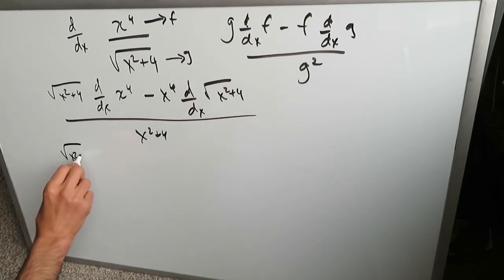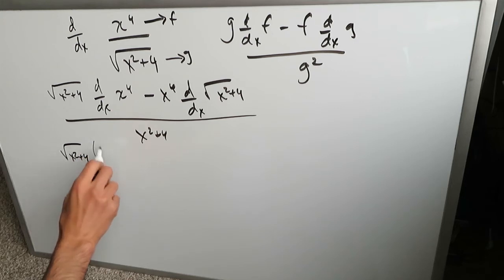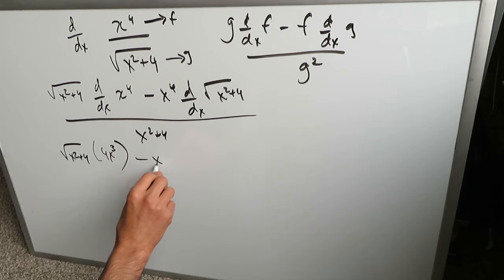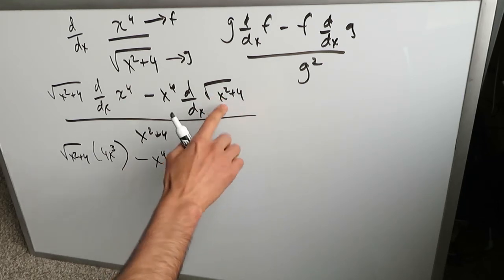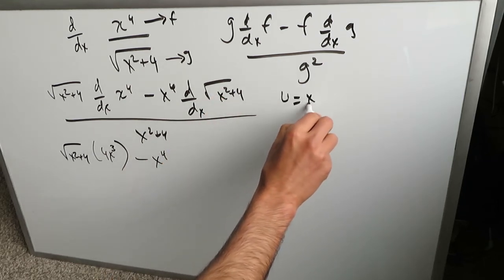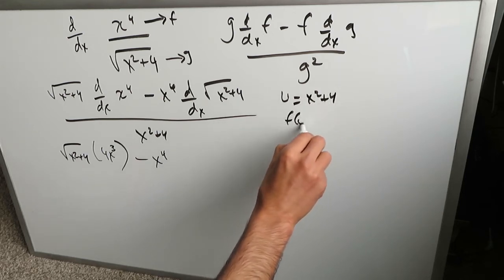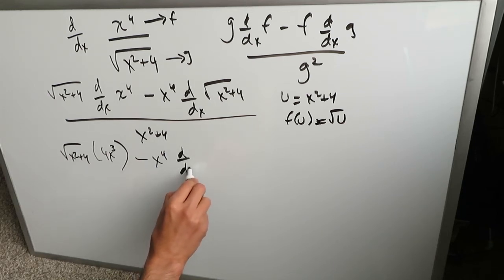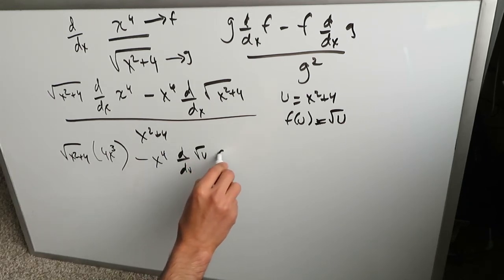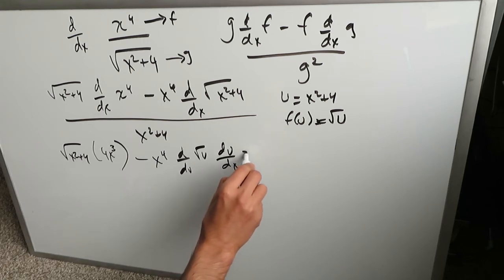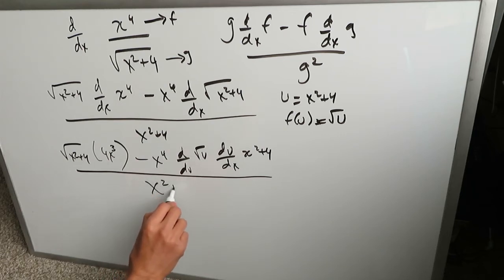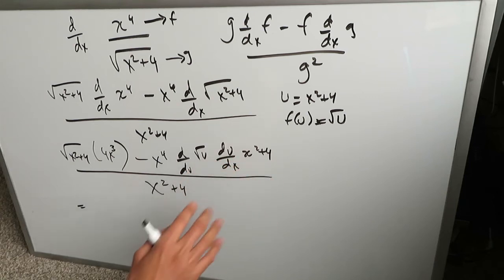X squared plus 4 times the derivative of x to the 4th, will be 4x cubed. Easy. Minus x to the 4. Now we have to bring the chain rule over here because this is a composite function. Let u equal x squared plus 4. F of u is equal to root u. So look, the derivative with respect to u of root u, and then the derivative with respect to x of x squared plus 4, over x squared plus 4. Now I've done the derivative here. I just have to now finish this part over here.